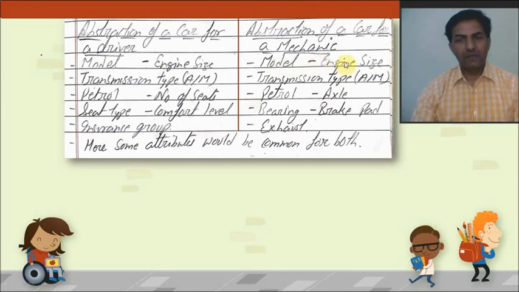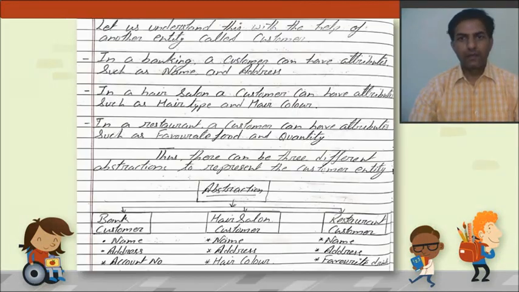Now the same abstraction of a car for a mechanic will be model, that is model number, size, engine size, whether it is 1.2 or 1.4, transmission type, that is automatic or manual, then petrol, fuel consumption, whether it is petrol or diesel, then axle, then bearing, then brake pad, exhaust. So all these are the abstractions of a car for a driver as well as for a mechanic. Some attributes would be common for both, that means for the driver and for the mechanic.